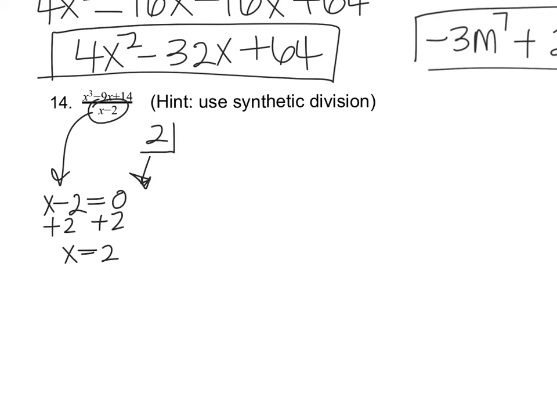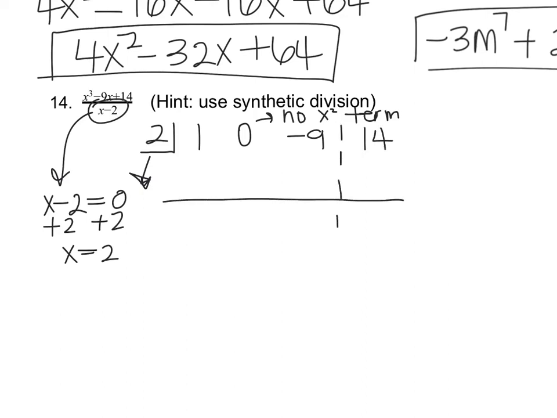Now, across the top, we want to put the coefficients of our numerator. Our numerator starts with 1x cubed, so I'm going to start with 1. We then have to work our way down in descending order for each term. So after x cubed would come x squared, which we do not have in our numerator, so we have to put a 0. So that's for the fact that we have no x squared term. Next we have negative 9x, so I'm going to put negative 9, then our constant 14.